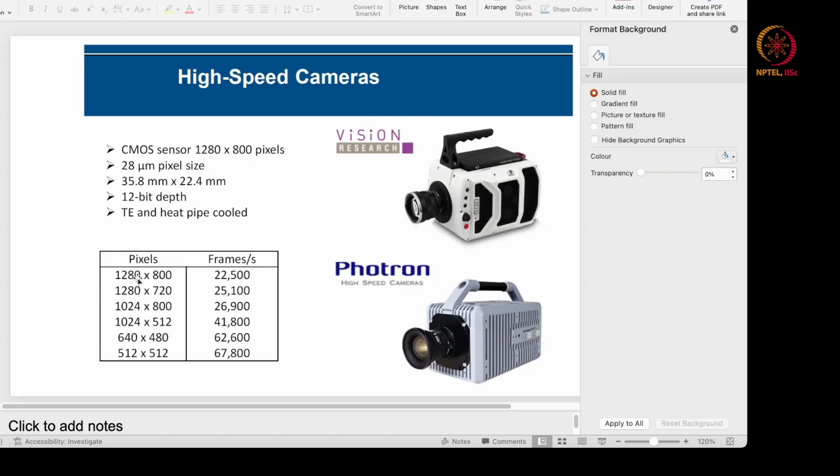So you can see the camera pixels and the corresponding framing rate at full resolution. For example, this gives about 22,500. And as you go on reducing the area you image, for example at 512 by 512, you can get almost 70,000 frames per second. Remember, your normal cinema is somewhere around 60 hertz or maybe 30 hertz. So this frames per second is quite a lot. And they are actively cooled cameras as well.